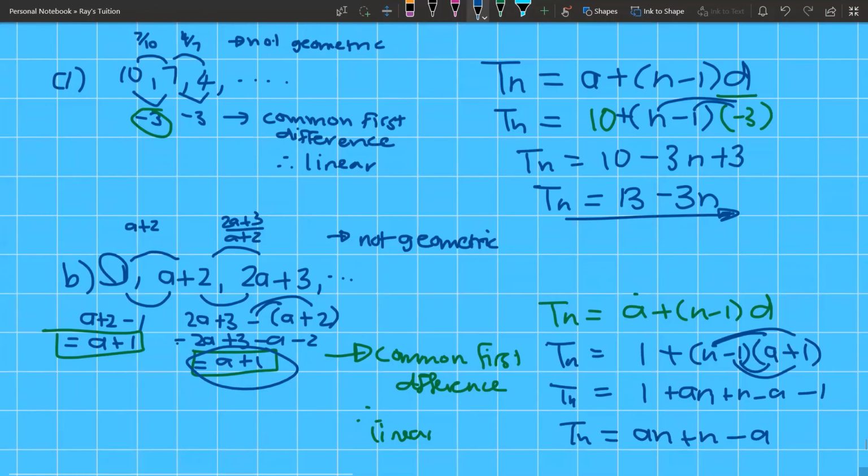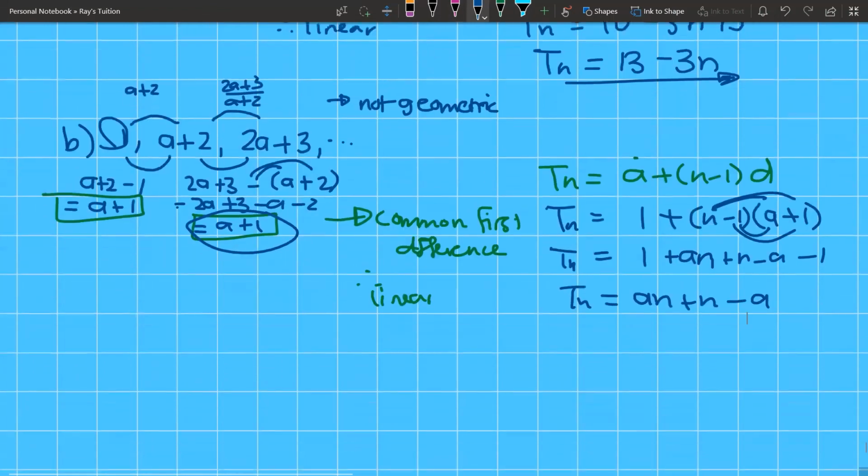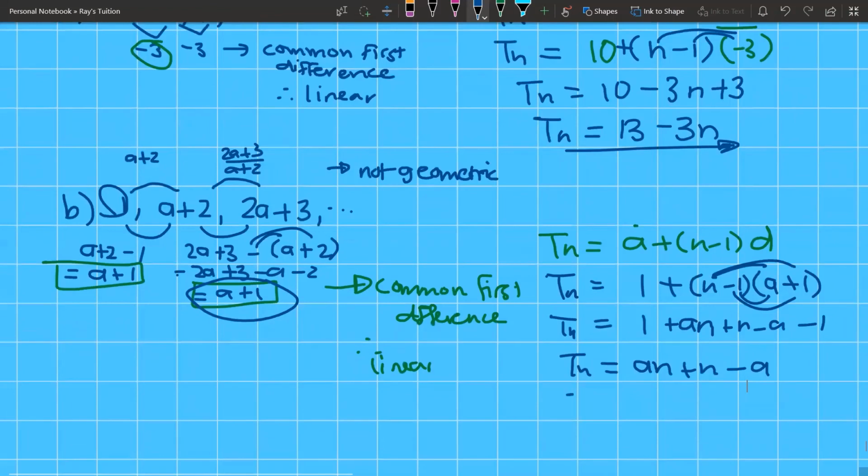You could factorize either an n or an a out if you wanted to. So maybe let's factorize the n, if you want it to look nicer, but it's not necessary. So it's n times (a plus 1) minus a. And then that is our general formula.